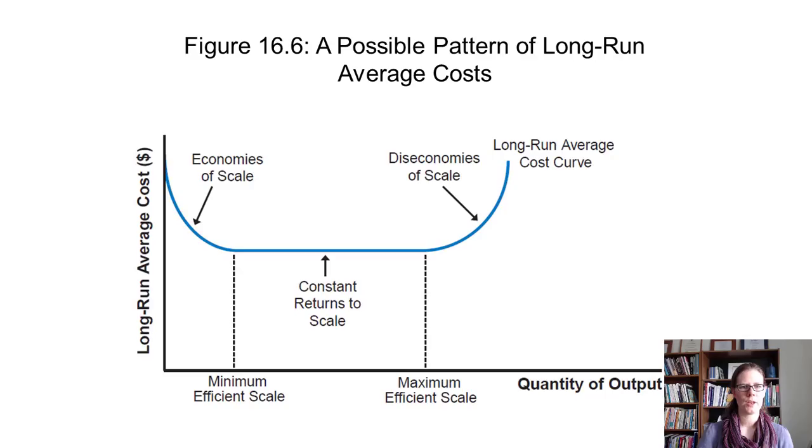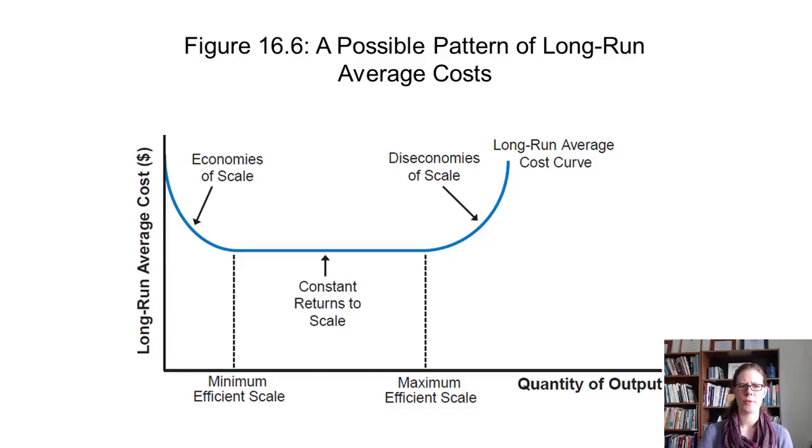Now you can also see, going back to the same diagram, that there's a minimum efficient scale and a maximum efficient scale marked on the diagram. So minimum efficient scale happens when the long-run average cost curve bottoms out and stops declining. So after that point, firms are no longer experiencing economies of scale from continuing to produce. Firms should not operate below the minimum efficient scale, because if they do, they're not benefiting from all the economies of scale that they could experience. So they're not minimizing their costs.